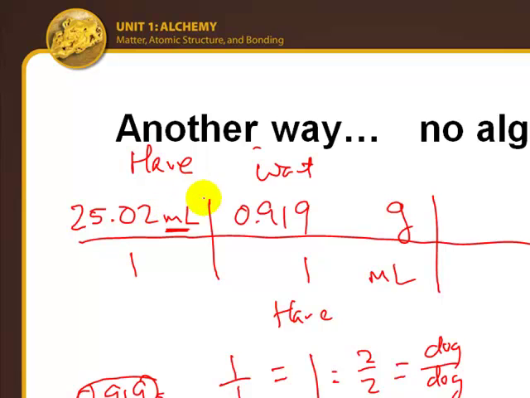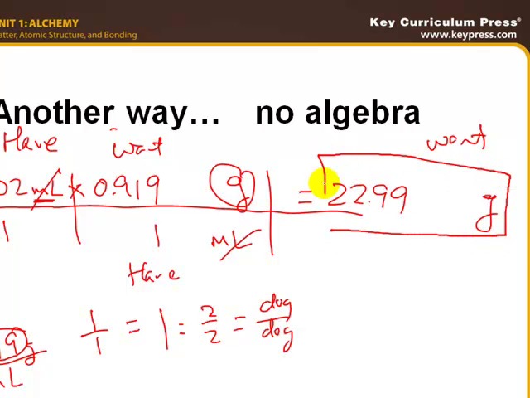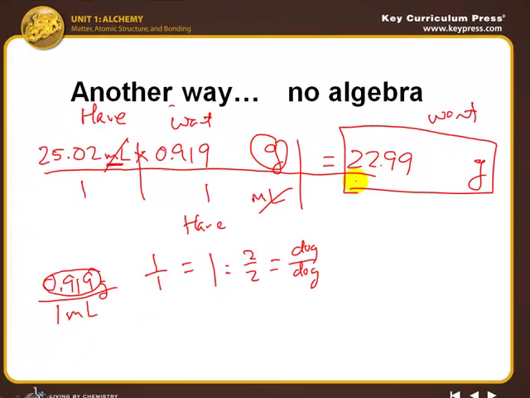The milliliters and the milliliters cancel out. Bam, bam, you're left with grams. You then put an equals sign. You multiply what's on the top, and you divide by what's on the bottom. So 25.02 times 0.919 equals the same answer we got before, hopefully, the 22.99 grams. Okay? Some of you are like, it's almost the same thing. Yeah, it's just without the algebra. You don't have to do the cross multiplication. It takes up less space.